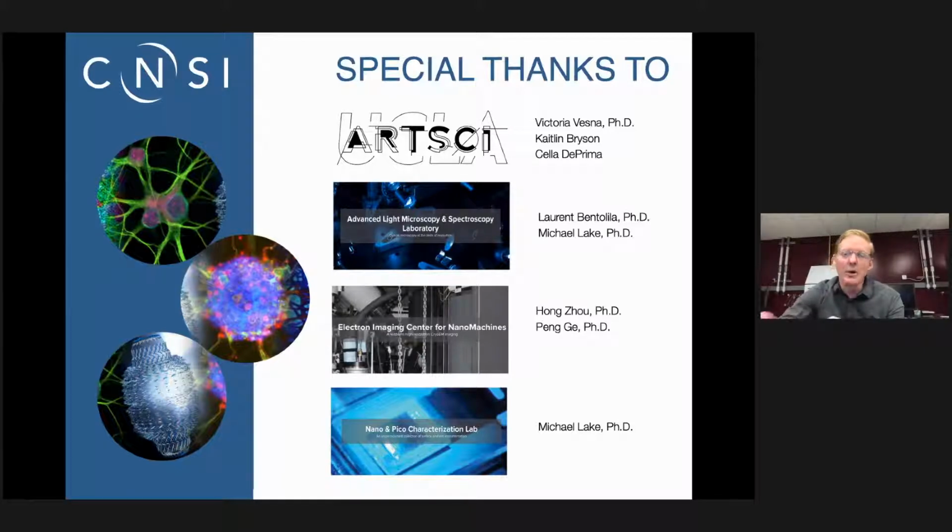We're going to move in this sequence now into the Advanced Light Microscopy Lab. Director Laurent Bentalila, we're going to meet with Mike Lake, who's going to show us a demo of a confocal microscope. We'll then transition over to electron imaging, where Dr. Pengui will be showing us around a little bit. I'm not sure if Hong is going to be here today, but the leader of that effort is Professor Hong Zhou. Then we're going to come back into the room that I'm currently sitting in, and Mike and I will show you an atomic force microscope, this tactile sense of things.